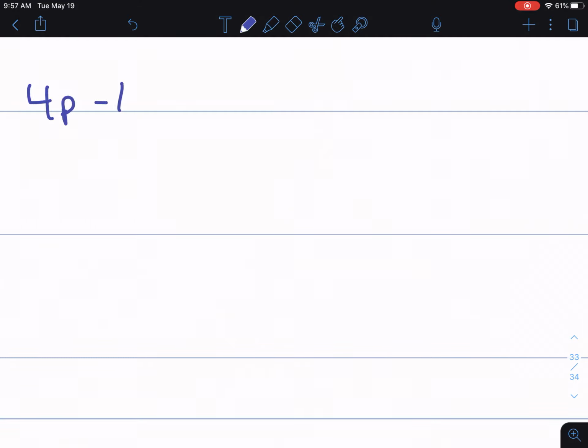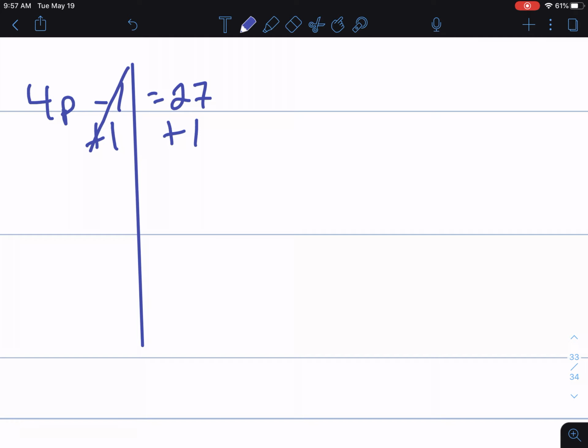4p minus 1 equals 27. Draw our divider wall. Remember, we're going to deal with this minus 1 by adding 1 to both sides. So those will zero out. Bring our 4p down. Equals 27 plus 1 is 28.